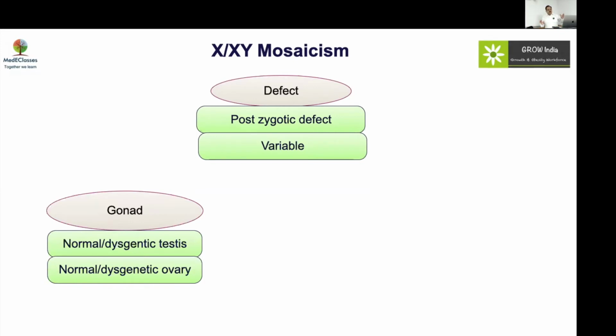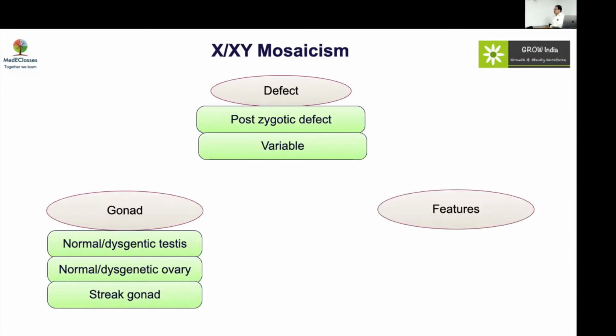So depending upon where you have XX, you will have a different X0, you will have a Turner syndrome-like presentation, and XY will have testicular development. And of course, streak gonad may happen if it's an X0. The features are that, of course, if you have one particular area behaving like testis and one particular area behaving like ovary, there will be genital asymmetry.